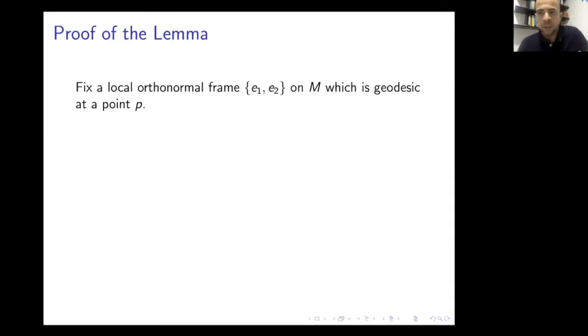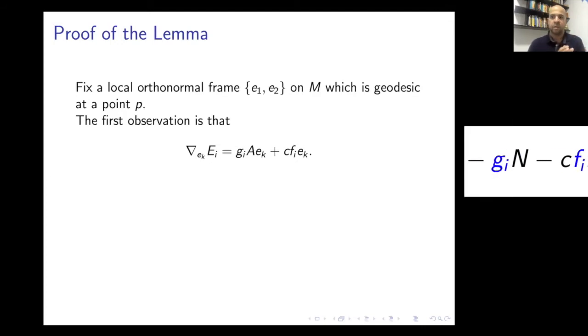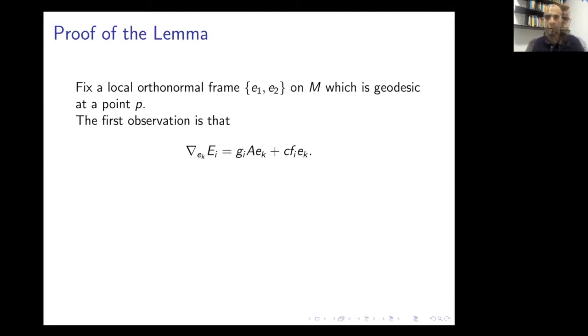We fix an orthogonal basis, a frame on M, which is geodesic at a point P. And we do the computation, of course, at that point. The first observation is that the derivative of this vector field EI in the direction of EK, small EK, is given by GI applied to A in EK plus C FI EK. It follows directly from the equation we presented for EI. And you recall that the derivative of the unit normal N is minus A. And of course, the derivative of the immersion is just the identity.